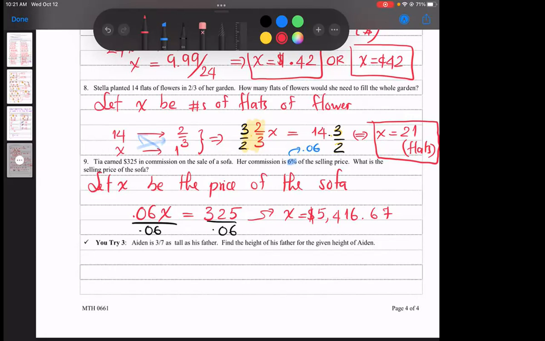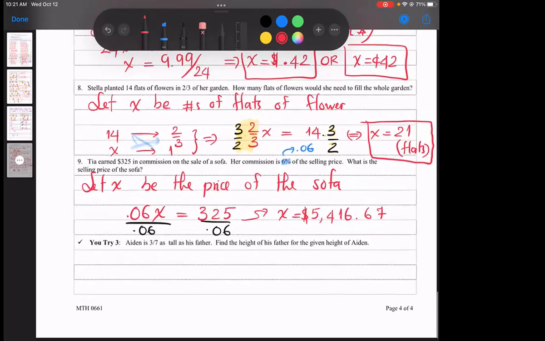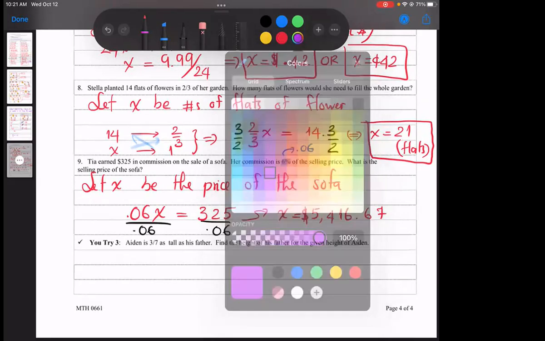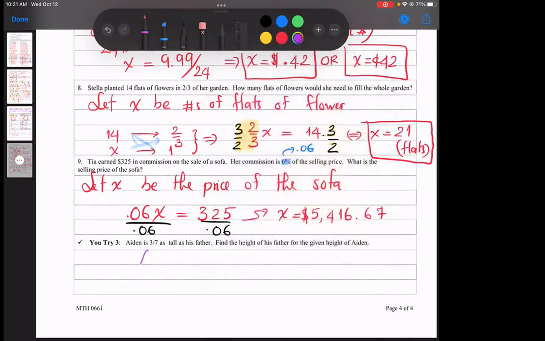Give me the table. You try number 3. Aiden is 3/7 as tall as his father. Find the height of the father, given the height of Aiden. So I have to give you Aiden's height. Aiden's height is 28.5 inches.